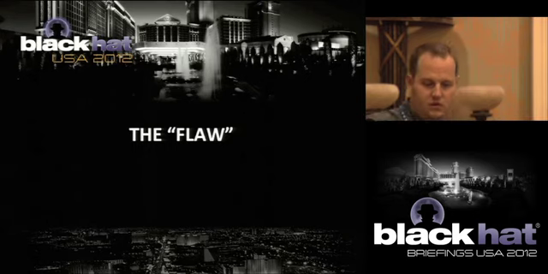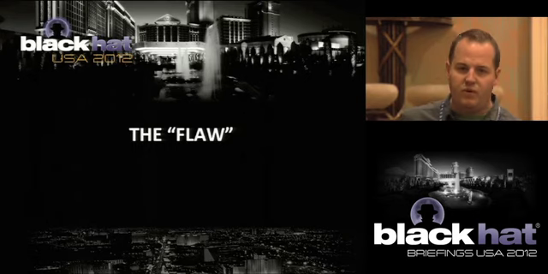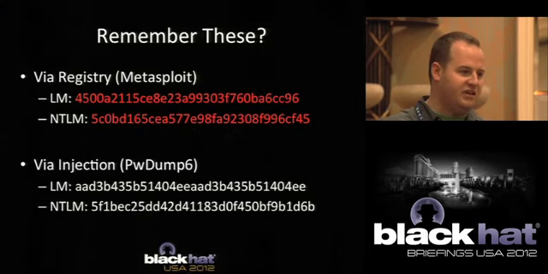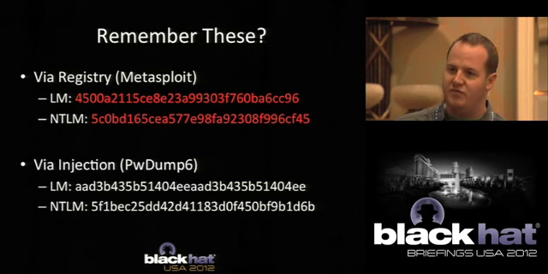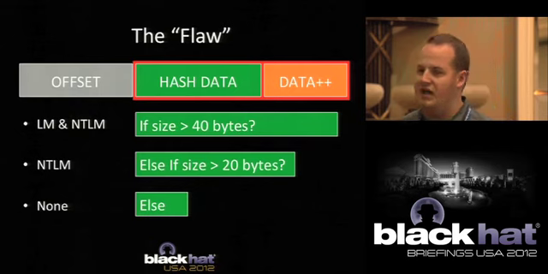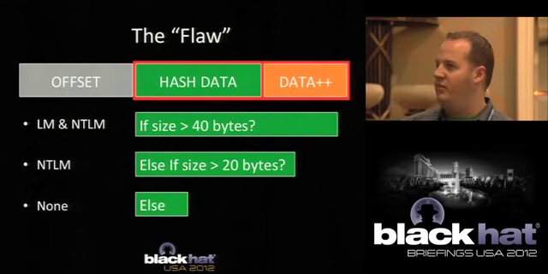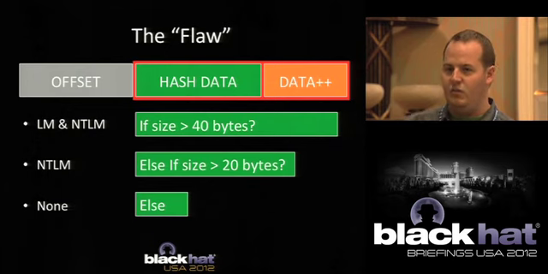Thanks, Ryan. So what we're talking about here, the flaw: if you guys remember, Ryan was on a pen test. He extracted hashes. He gets the ones in red from Metasploit. He gets a different set from pwdump 6. This is what we're going to be talking about. So let's revisit the logic here for a second. We've got this offset that we've read into, and then we're going to read to the end of the binary data structure to see what is left.